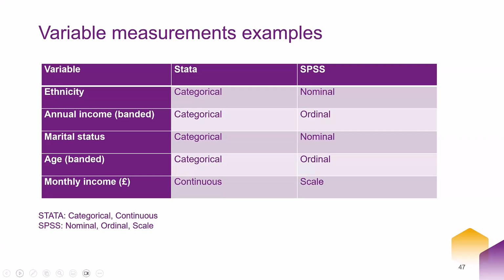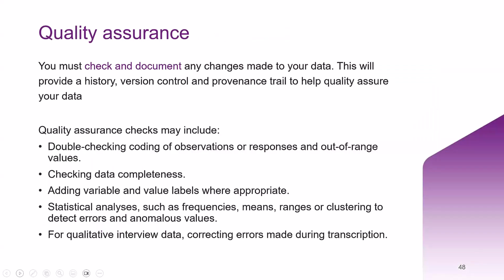So these are just a couple of examples. For example, ethnicity in Stata would be categorical, in SPSS would be nominal. Annual income banded in Stata categorical, in SPSS ordinal. Just making sure that we actually do include that in our files.